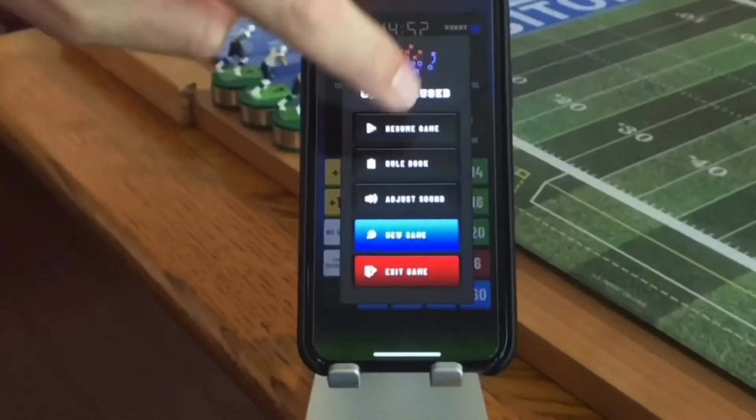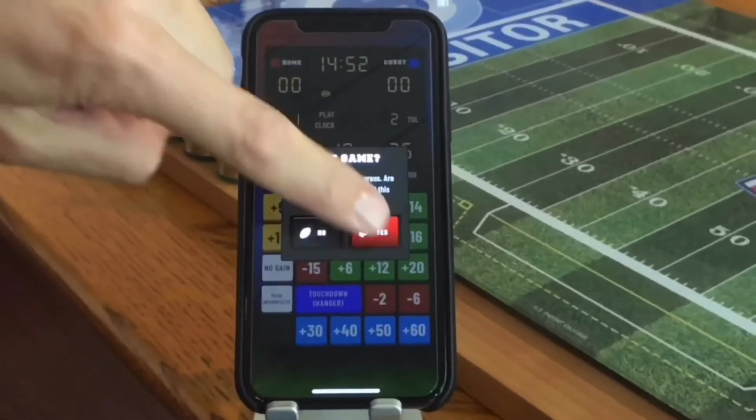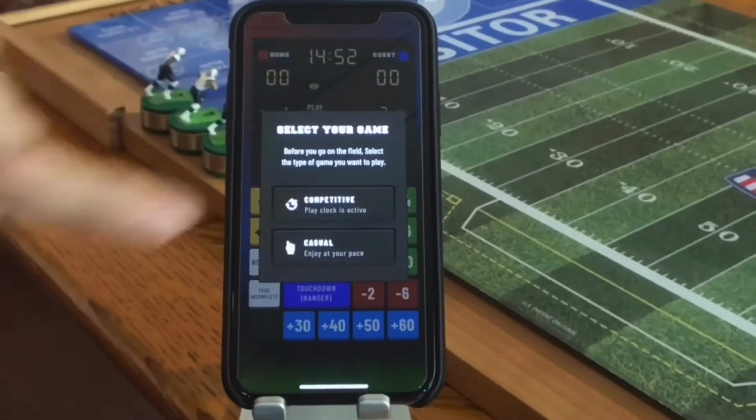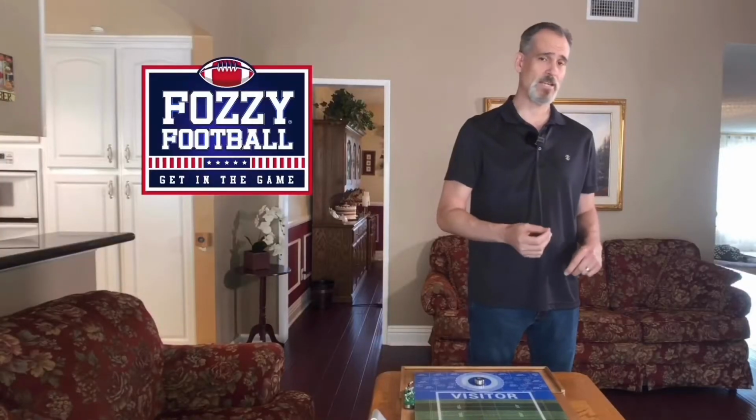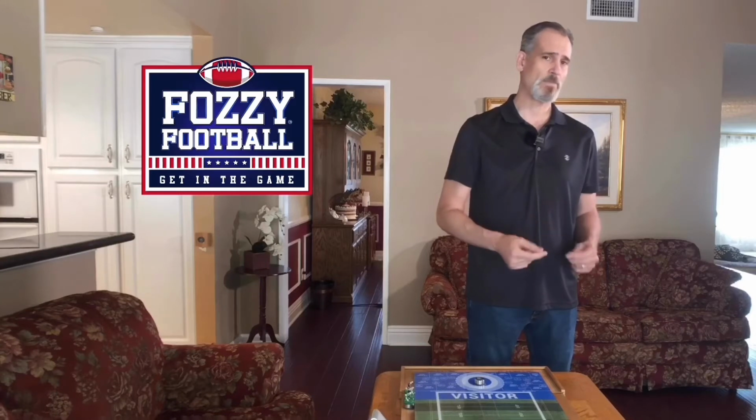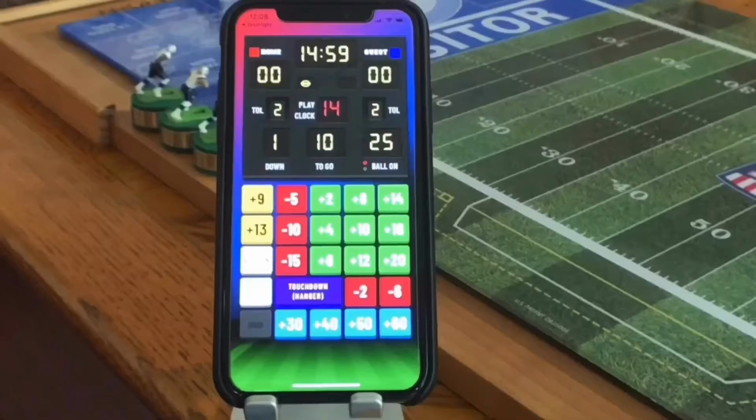The clock. So let's talk about the game clock first. There's 15 minutes on the clock, perfect amount of time for a competitive game. Now there are two levels of play. There is a competitive and a casual game. A competitive game comes with a 15-second play clock to keep you honest and keep the game moving. Casual game lets you play at your own pace.